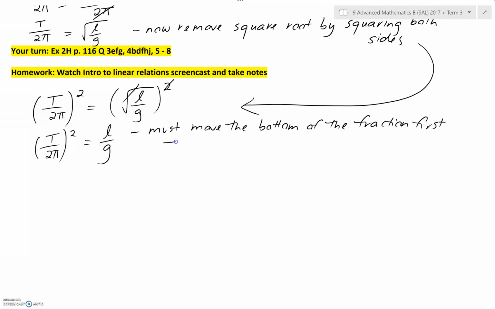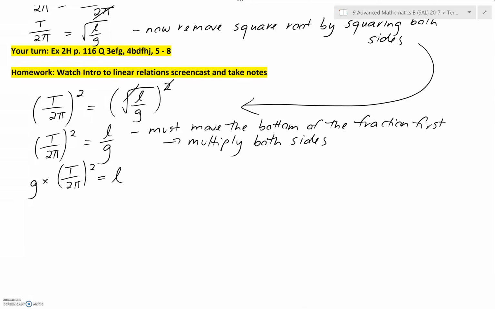And to do that, we are going to multiply both sides, okay? So we are going to multiply both sides by G. So G times t over 2 pi all squared is going to leave us with L on this side. We've multiplied both sides by g.